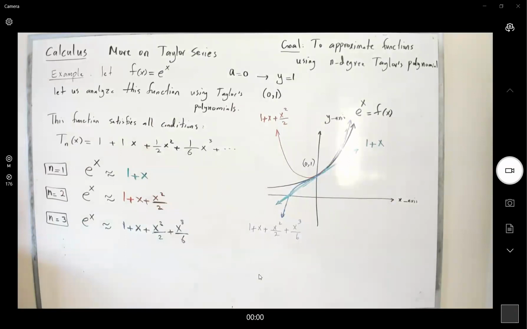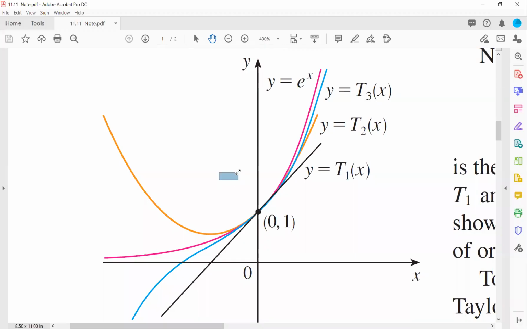We can take a look at our notes for a better graph. So this is the graph of e to the x. Then you have your line, then you have your quadratic, and then you have your cubic graphs. So between these three, T1, T2, T3, T3 is closest to e to the x compared to the rest of them.